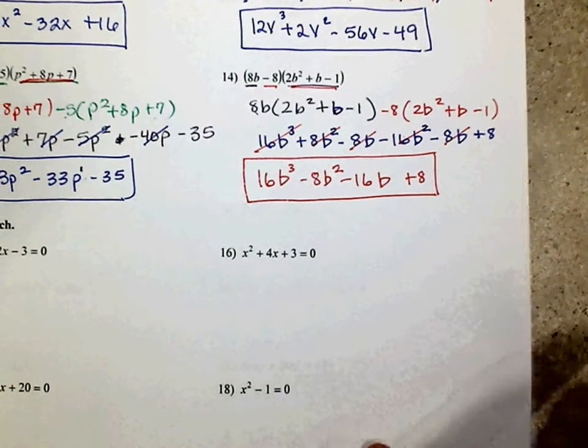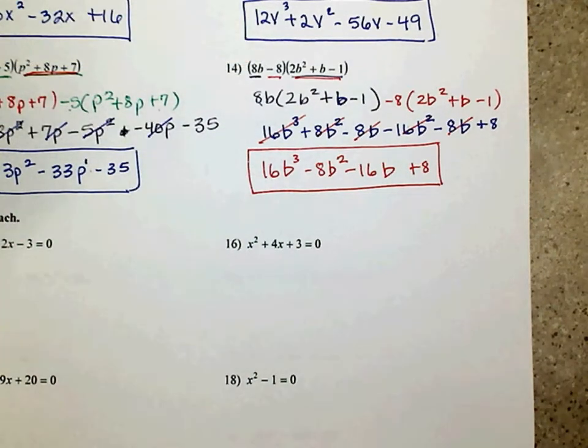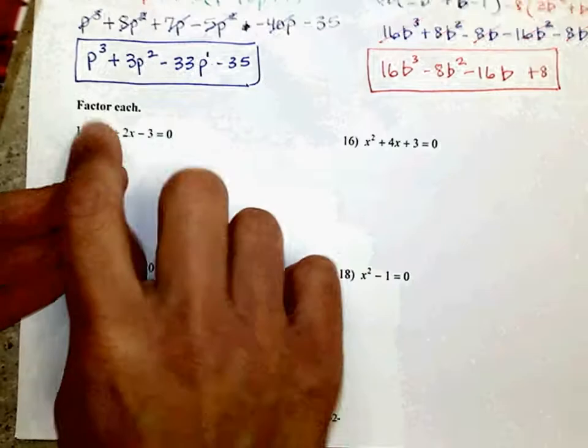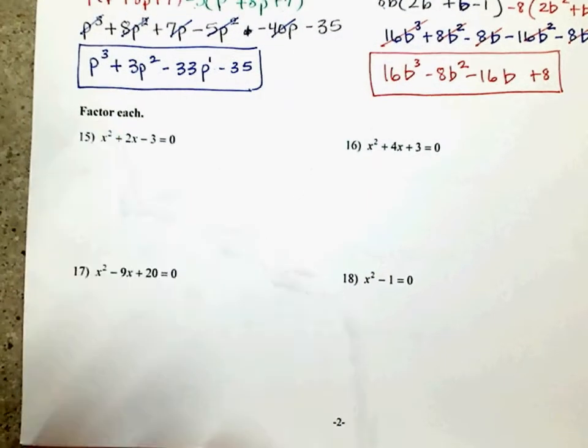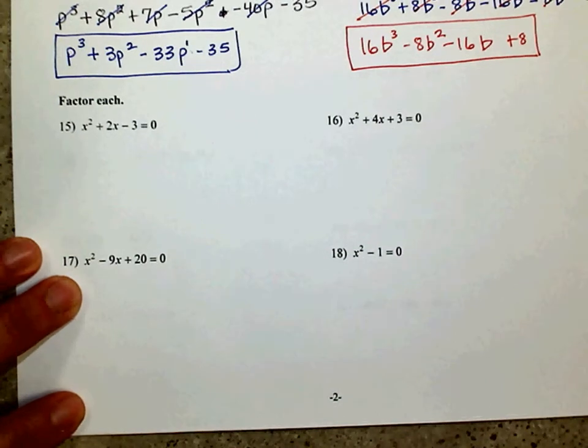Now, you guys have learned to multiply. The inverse of multiplication is called factoring. That's a division. Okay, so now we're going to learn to factor. And I'm not going to make it that hard. We're just going to practice how to factor.